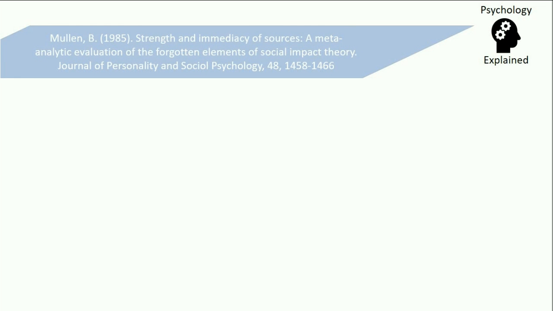Mullen is another study which looks at social impact theory. This one criticizes it. They questioned the validity of the actual theory. So they conducted a meta-analysis looking at lots of different research into social impact theory.